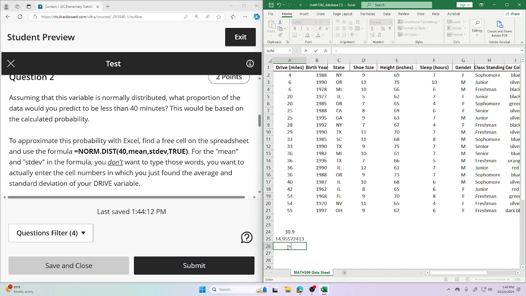Now, the problem here is that you're typing the 40. I think I've only got, what do I have? 19. I think I have 19. You have 40 different entries.